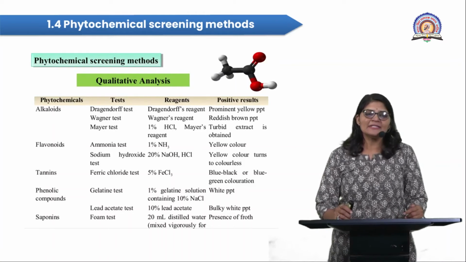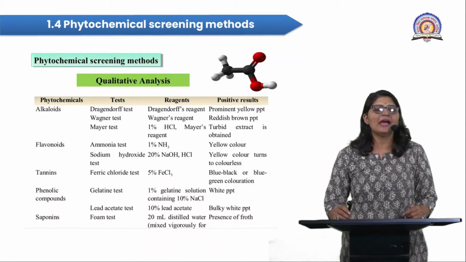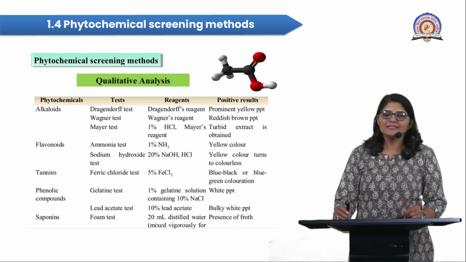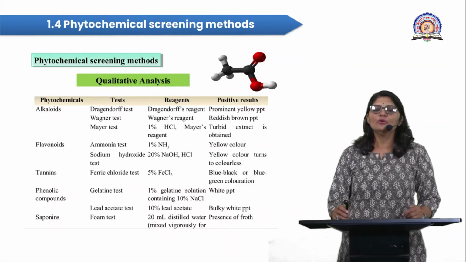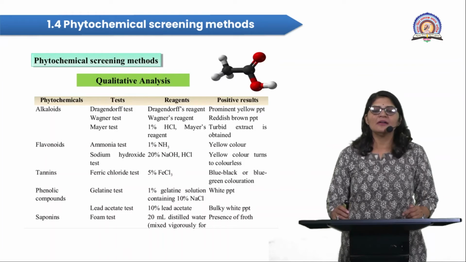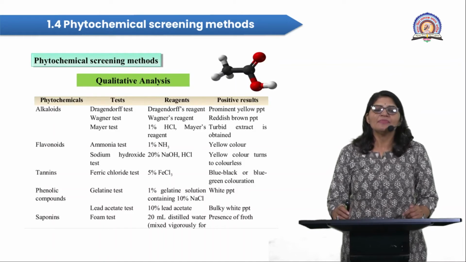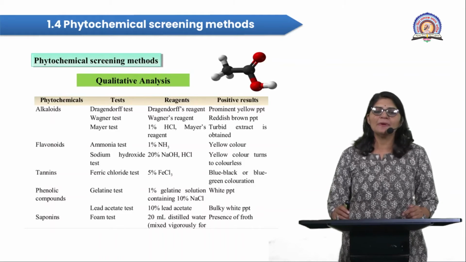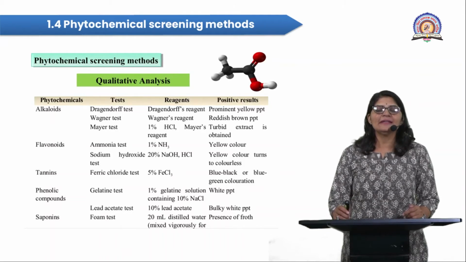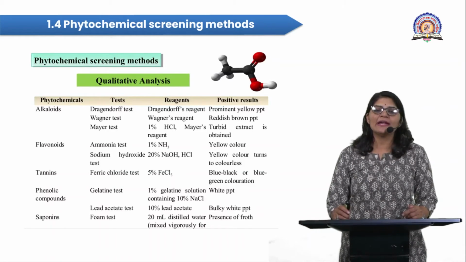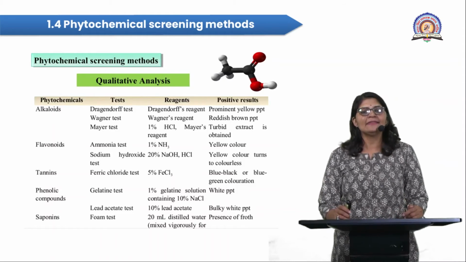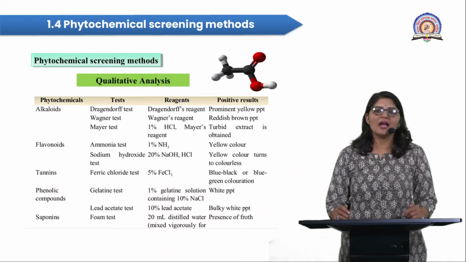Then the presence of tannin was tested with the help of the ferric chloride test. 5% ferric chloride reagent was used, and the end point was the blue-black to blue-green color formation. It shows the presence of tannin within that crude extract. Then phenolic compound detection, the gelatin test was carried out. The 1% gelatin solution containing 10% NaCl. Here, the end point, the white precipitation obtained, indicates the presence of phenolic compound within that crude extract.